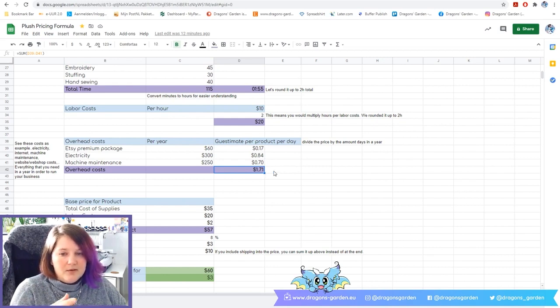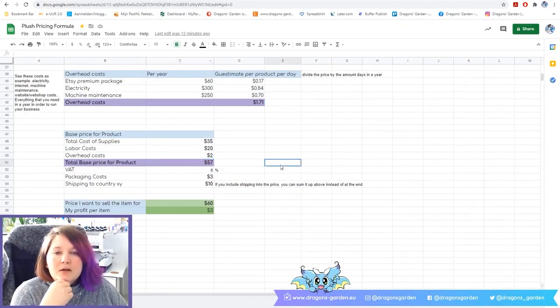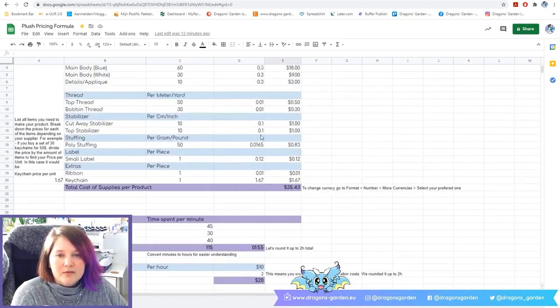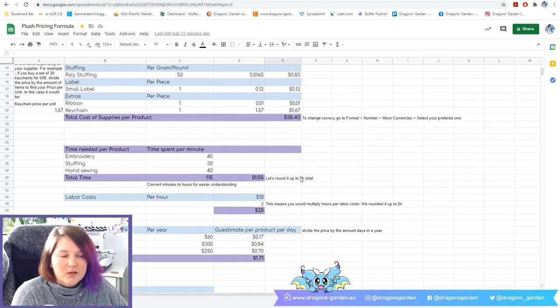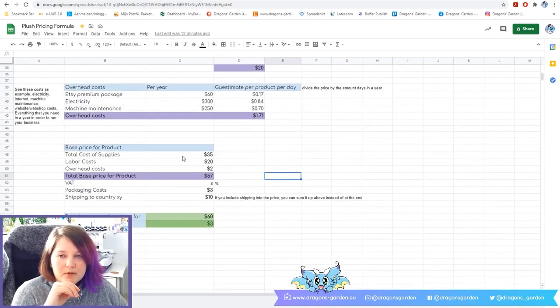which means that then I get to sum everything from each overhead cost, and this adds $1.71 to my final price, or as you see here, it was kind of rounded up. So then I calculate everything together.